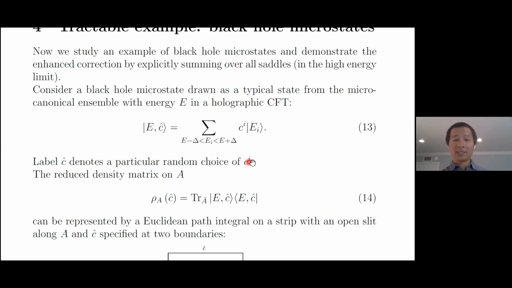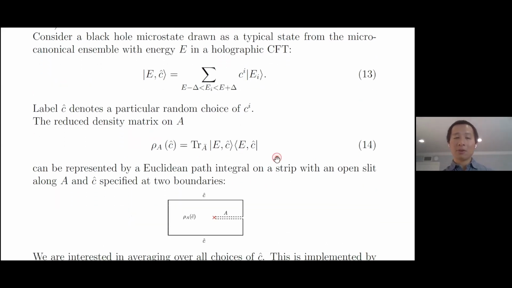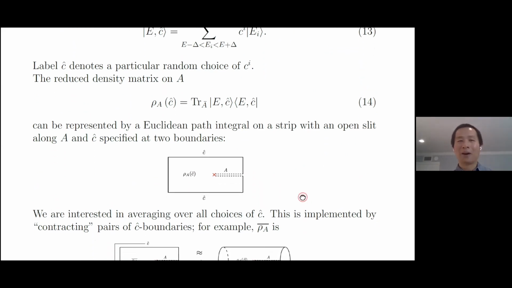If we consider such a state, this is a fairly random state. Its reduced density matrix on subregion A is simply tracing out this full density matrix, and it can be represented by a Euclidean path integral on a strip where we open a slit on A, and also the specification of the state C hat can be thought of as something that we put on at the 2 boundaries. This is a little rough, but it will be clear what I mean when I compute the trace of the powers of density matrices.